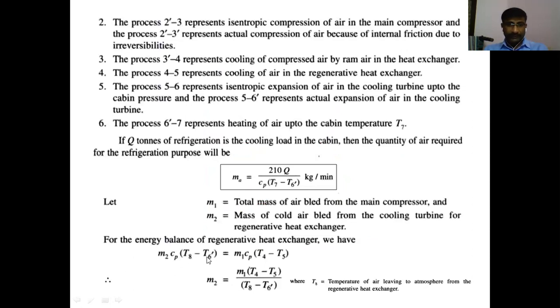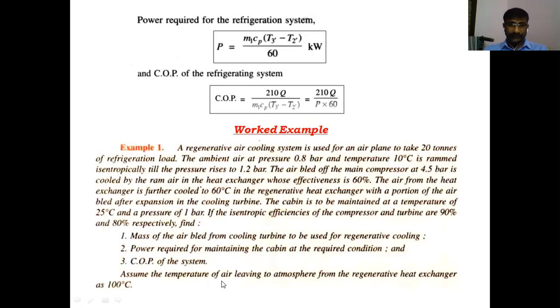M2 into Cp into (T8 minus T6 dash) is equal to M1 into Cp into (T4 minus T5). From this we can find M2, the mass of cold air bled from the cooling turbine. Clear, students? The remaining power required is similar to the previous systems. M1 is the mass of air passing through the compressor. T3 dash minus T2 dash is the temperature rise across the compressor. Then we can find the power required, and COP is the refrigeration effect divided by the power required. Then we will get the COP.